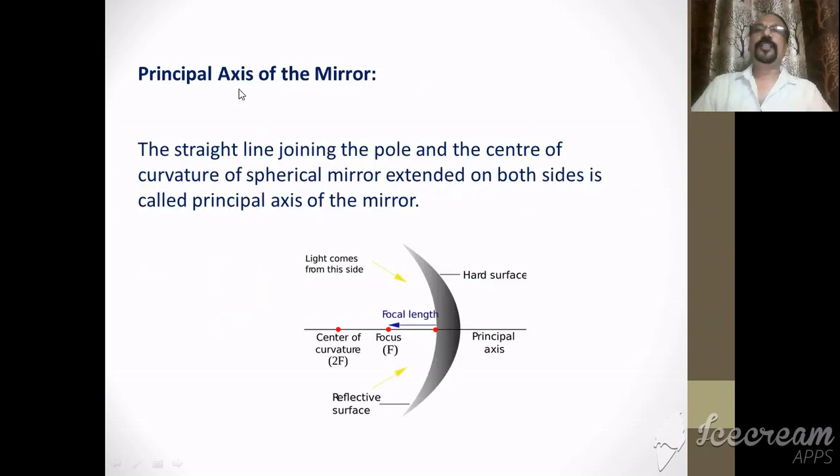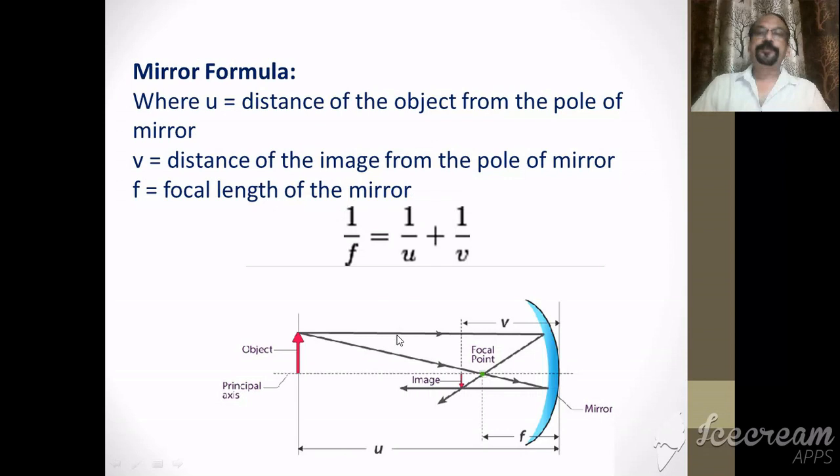Now, what is the principal axis of the mirror? The straight line joining the pole and the center of curvature of a spherical mirror is known as the principal axis. In this figure, this is your principal axis. This is your mirror. F is your focus. C is the center of curvature, that is at 2F. This is your F.